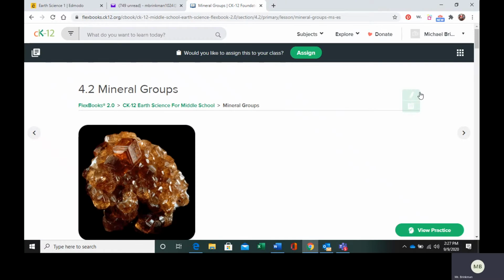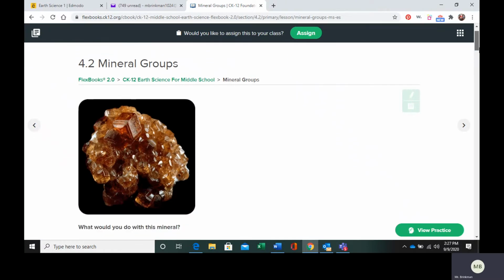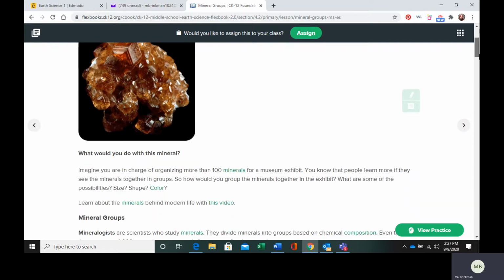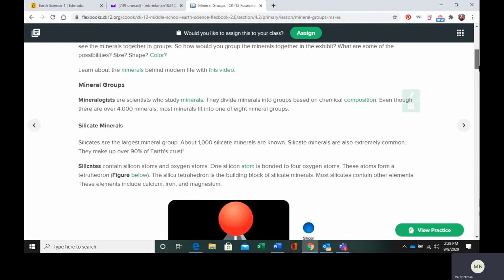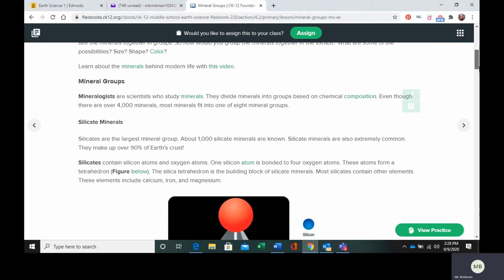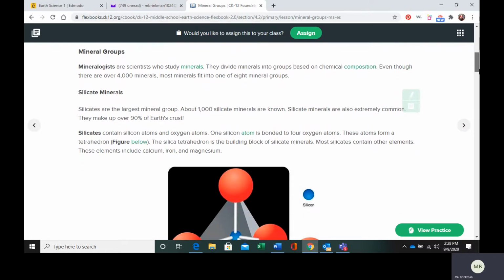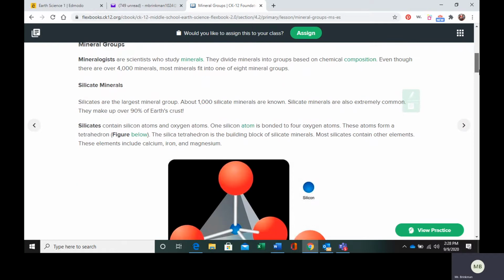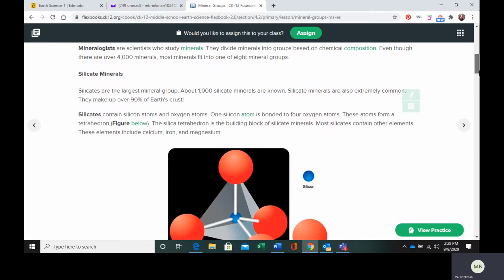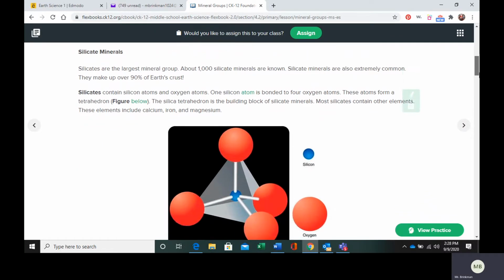Mineral groups, like minerals, is another section with a lot of information. So just make sure you take your time and do your assignment right the first time. Mineralogists, these are people who study minerals. They divide minerals into groups based on chemical composition, so what the minerals are made up of. There are over 4,000 minerals, so the way to make it simpler to find them is to put them into groups.